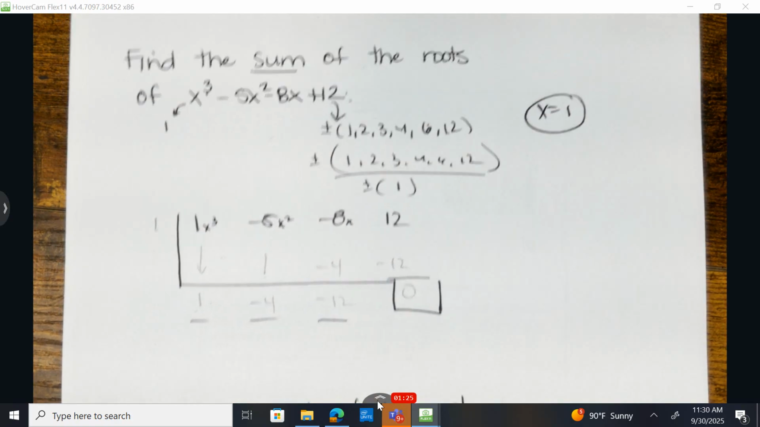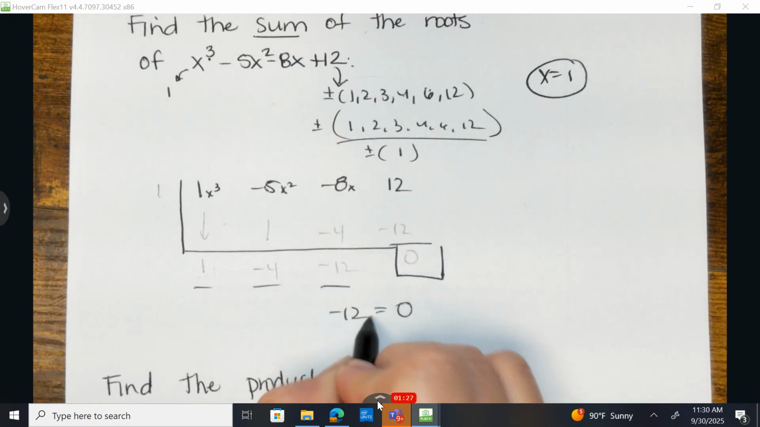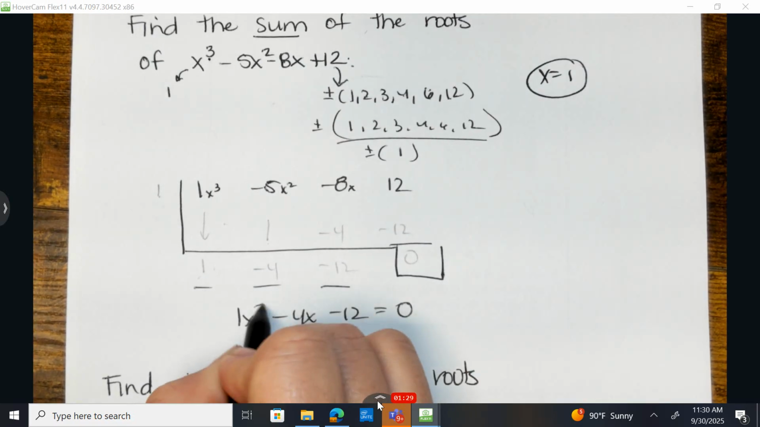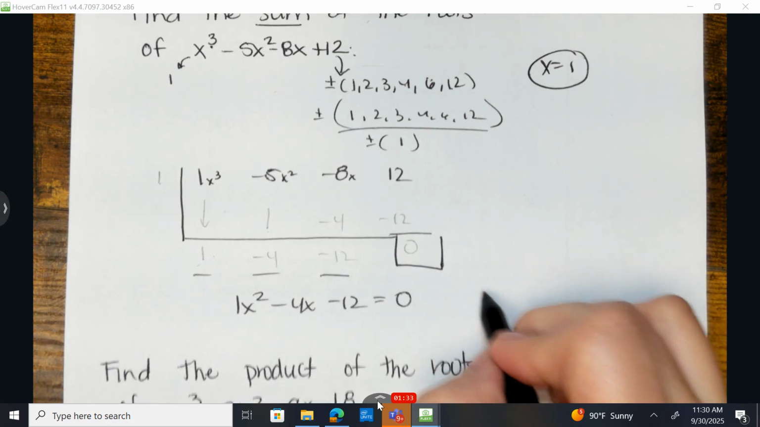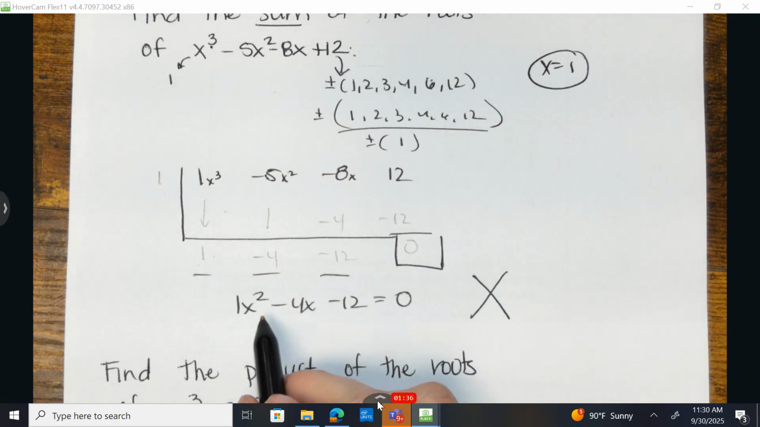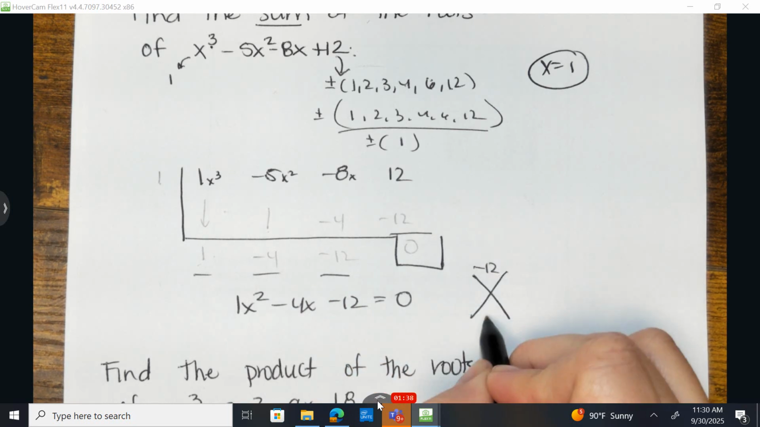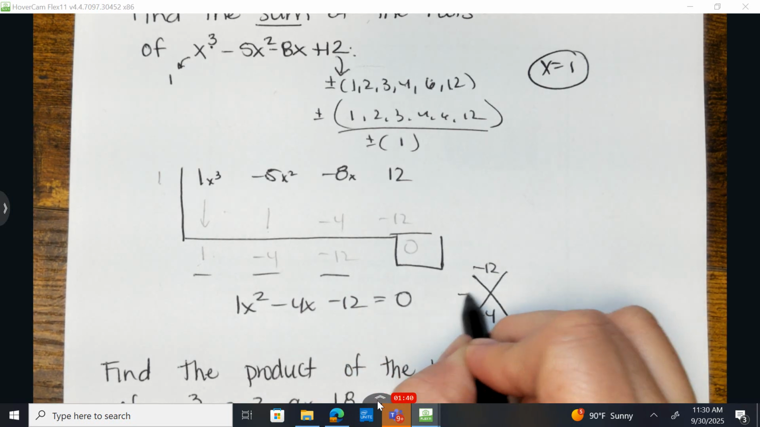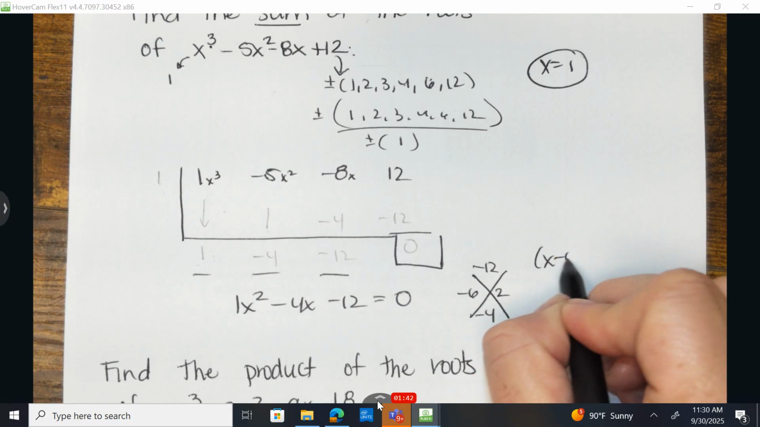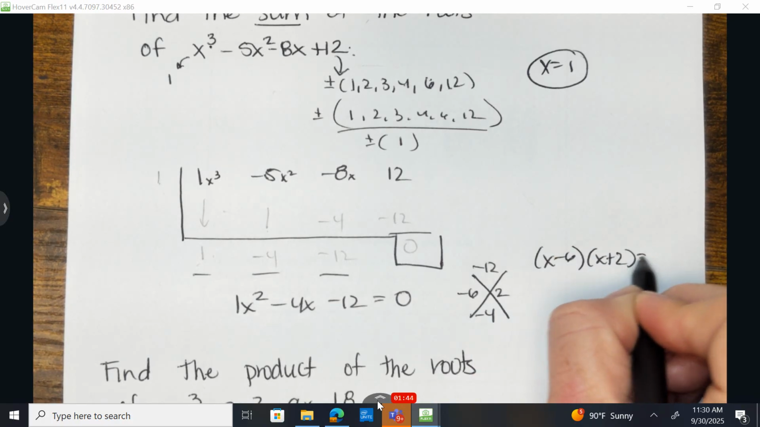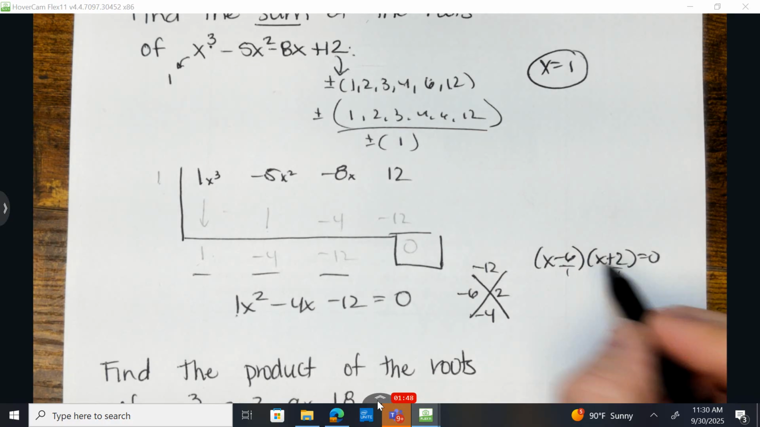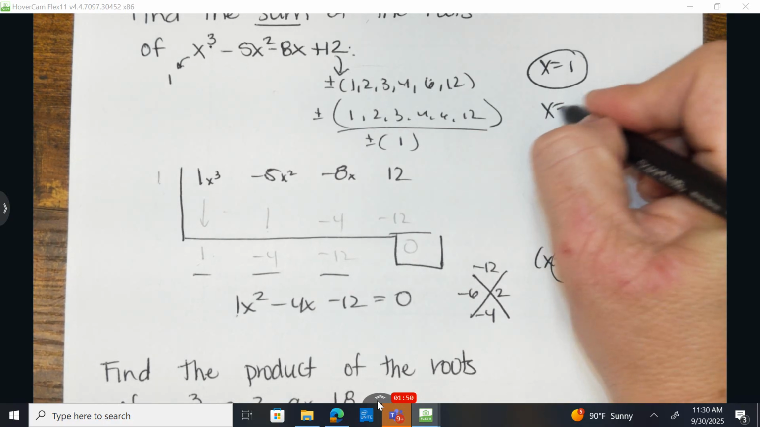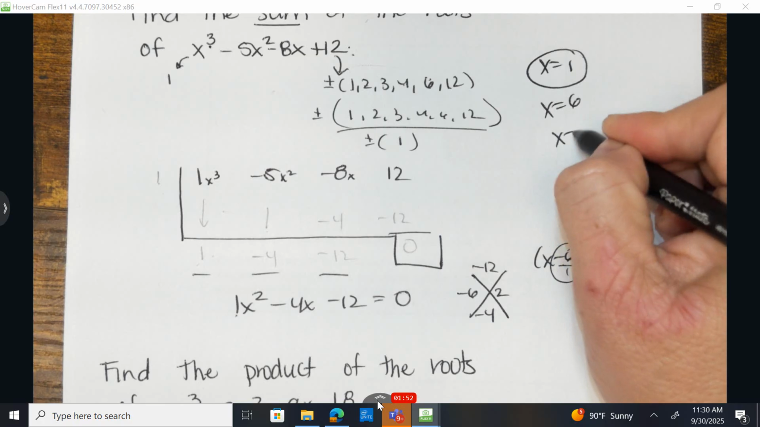When there's 3 terms remaining, I'm going to write this as a quadratic equation, and now I can use the quadratic formula or factoring to solve. Let's see if factoring works. It's not always going to work. What multiplies to equal -12 and combines to equal -4? -6 and 2. So x minus 6 and x plus 2. When the leading coefficient is a 1, I don't need to worry about putting a 1 on the bottom. It doesn't change anything. Another root is 6. Final root is going to be -2.